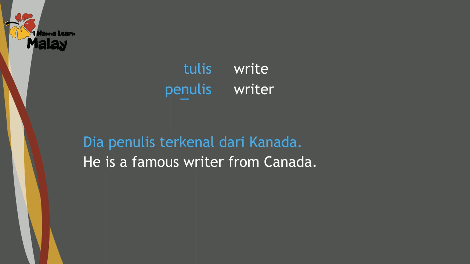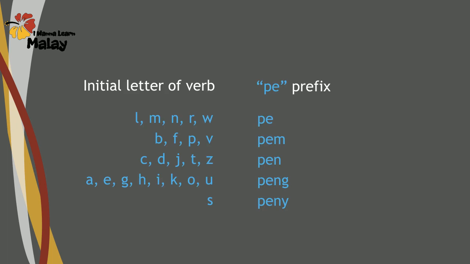So there may be questions as to what are the rules or the guidance in terms of what's the prefix to use with which letter. So this would be a rough guidance. If the verb starts with BFPV, we add PEM in front of the infinitive of the verb. If it's S, we drop the S and add PENY and so forth.